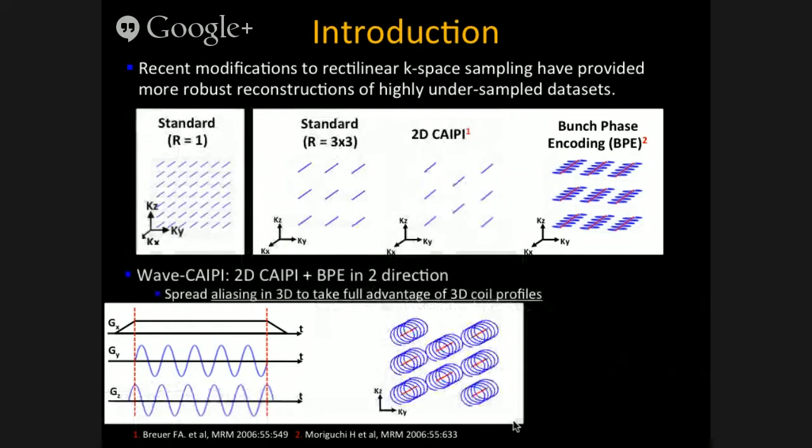So in Wave-CAIPI, we combine these 2D CAIPI slice shifts with bunch phase encoding in 2 directions. In addition to this GY gradient, we also have a GZ turned on during ADC. This spreads aliasing in all 3 dimensions and takes full advantage of 3D coil sensitivity profiles. This incurs a corkscrew trajectory in K-space. And if you fix a certain Kx, you can see that these circles are also staggered in the 2D CAIPI sampling scheme.